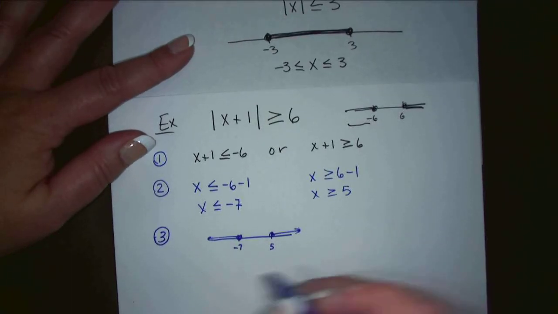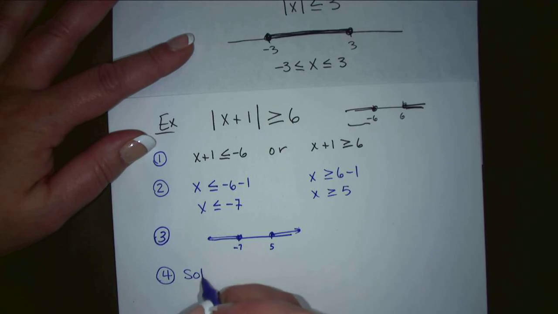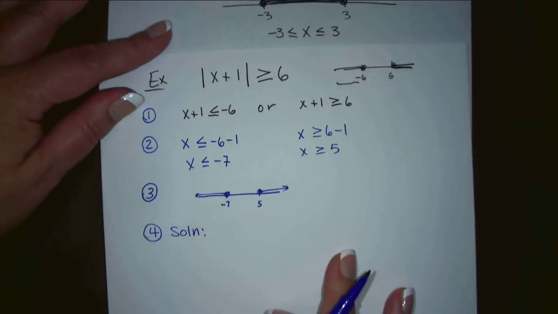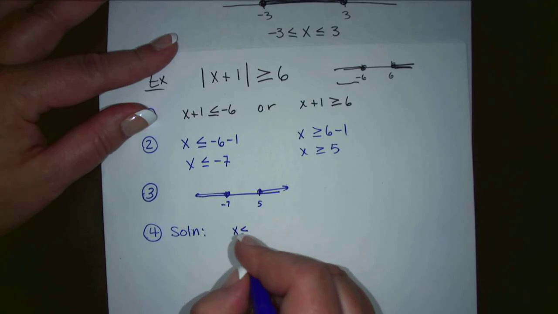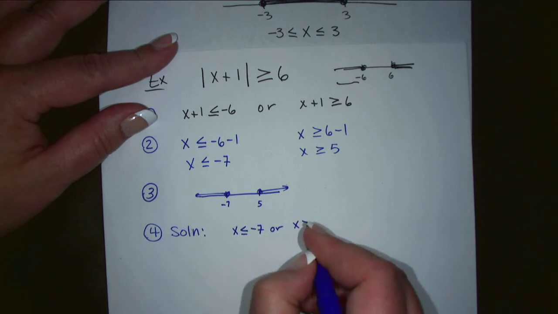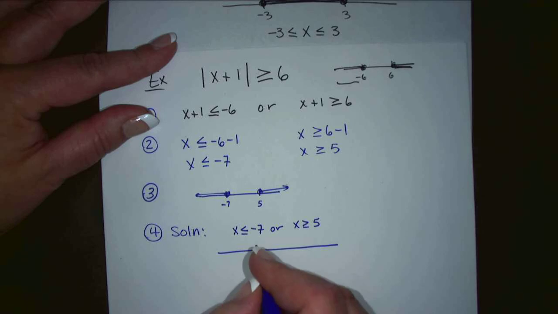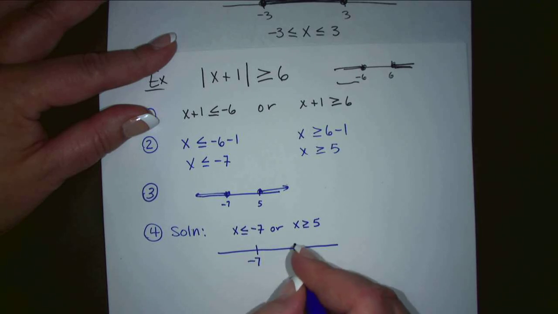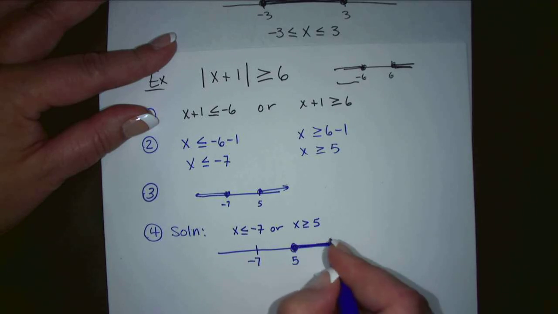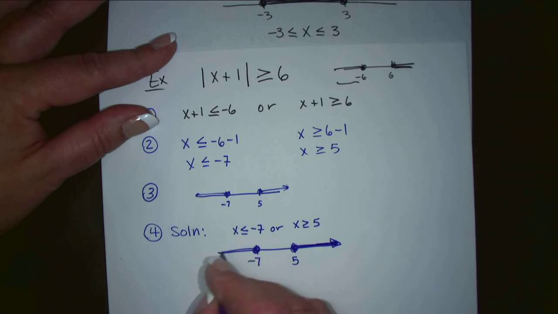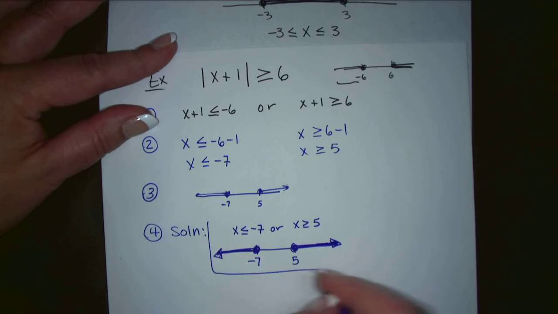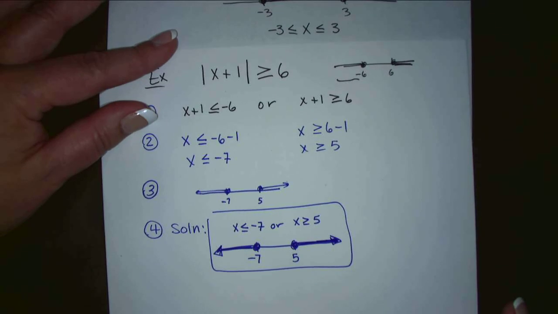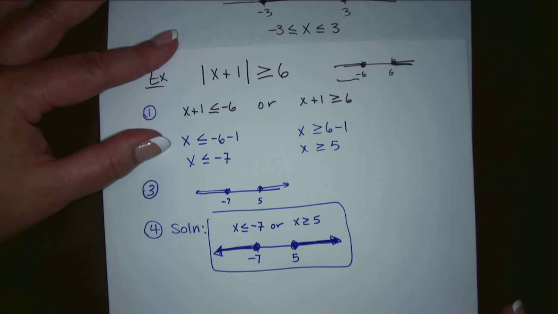So our answer, I'm writing as a separate, so solution is that x is less than or equal to negative 7 or greater than or equal to 5. There's an equal, so color them in. And that would be what you're looking for. You have to have the word or in between. With these ones, it's going to always be or, because that's how we started the question, with an or. You're not going to ever change that to an and.